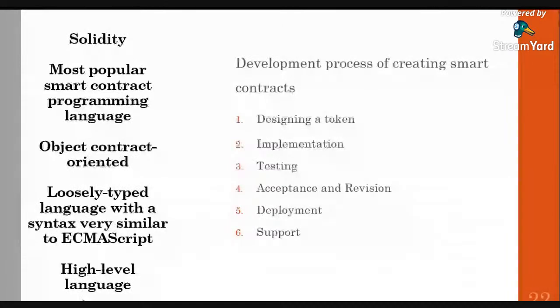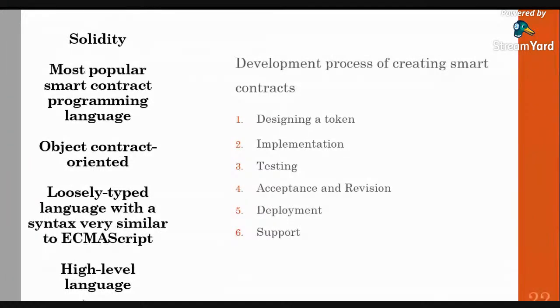So we're done implementing it. Now we need to test it. It should be deployed to the blockchain network, and before doing that, we need to make sure that our contract runs smoothly, right? So we need to emulate a real environment, test, and make sure that the contract works as expected. Then you're going to get acceptance and revision. People are going to say, okay, this is good. Let's review it. They'll check it out. Okay, this is fine.